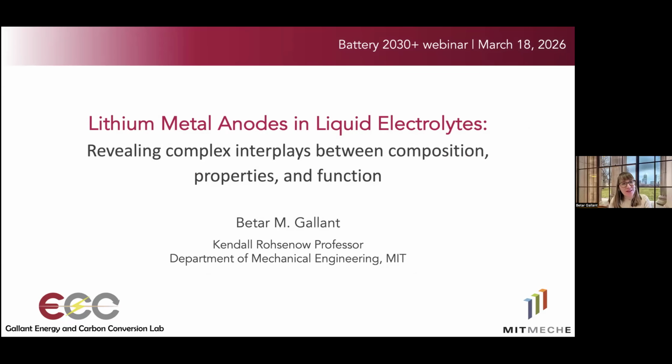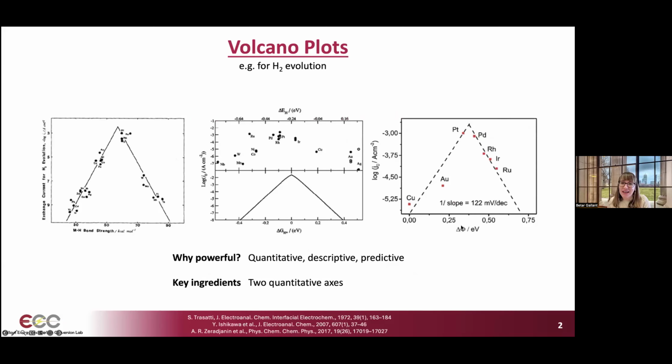So my group is quite strongly interested in understanding the materials chemistry of the solid electrolyte interface formed on lithium metal anodes in liquid electrolytes. And I'm going to start my talk with perhaps an unusual graphic for a battery seminar, which is the well-known volcano plot used in electrocatalysis. So why am I starting here? These plots show the kinetic activity of a catalyst as parameterized by the exchange current as a function of a material descriptor, the metal hydrogen bond strength in this case.